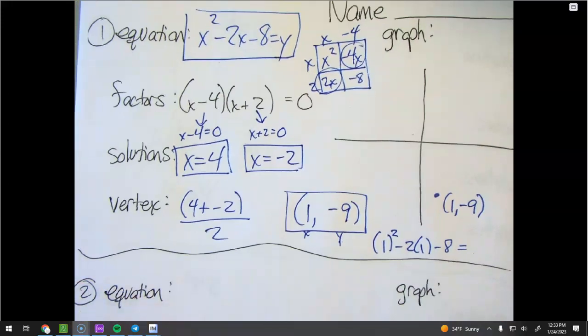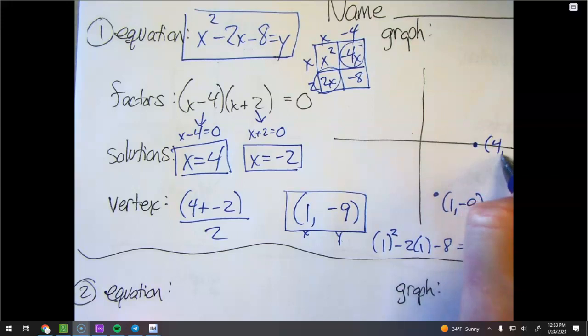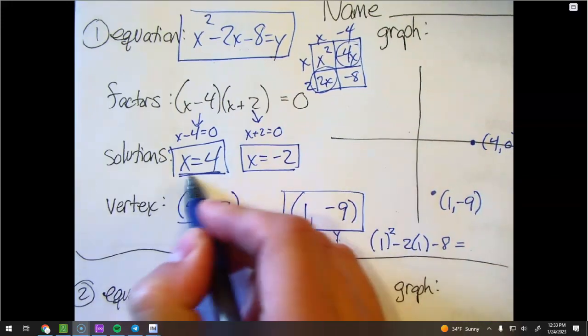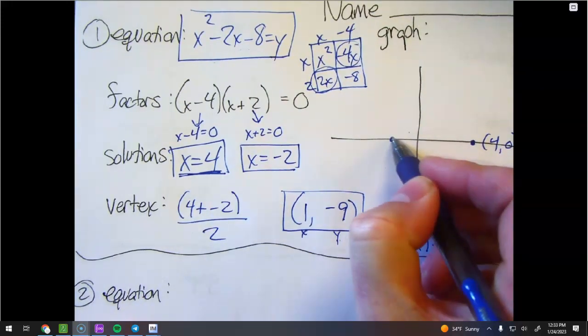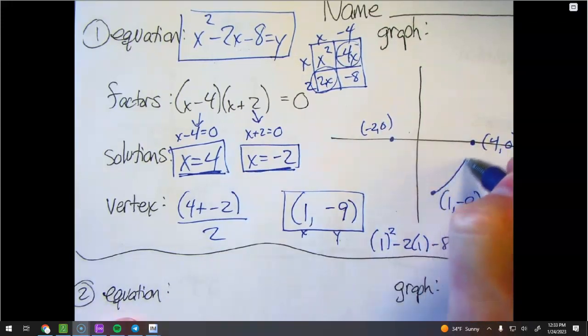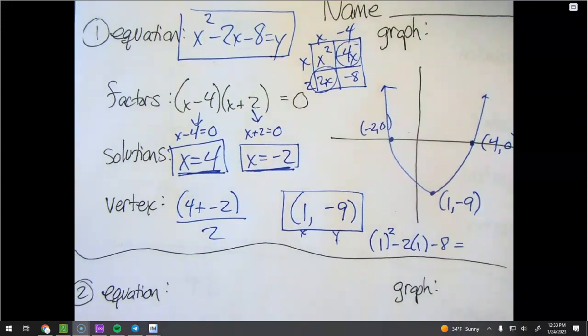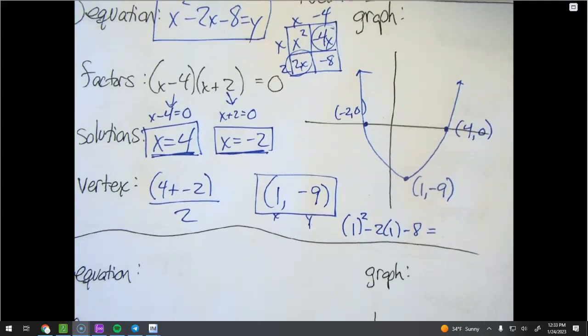Right? So 1 comma negative 9 is somewhere down there. And I've got 2 more points. What are my other 2 points that go on here? 4, 0, and negative 2, 0. So 4, 0, because that's one of my solutions. And then negative 2, 0, because that's my other solution. And I can draw my beautiful parabola through those points.